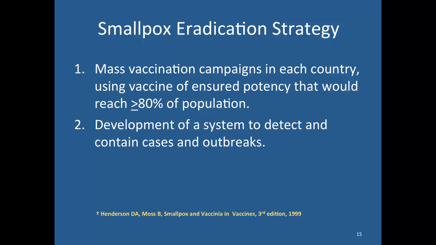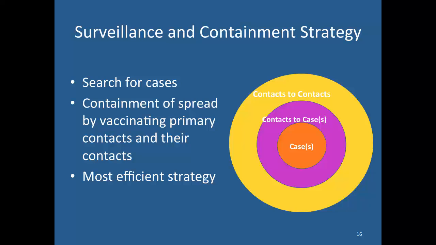And then they developed a system to detect and contain cases and outbreaks. The way they did this is if they saw a case after they had done these mass campaigns, they would basically vaccinate that case. They would vaccinate everyone that was around that case, so everyone that had contact with that person, their family, their friends, and then they would vaccinate on top of that the contacts of the contacts. So the friends of the friends, anyone who could theoretically have a contact.